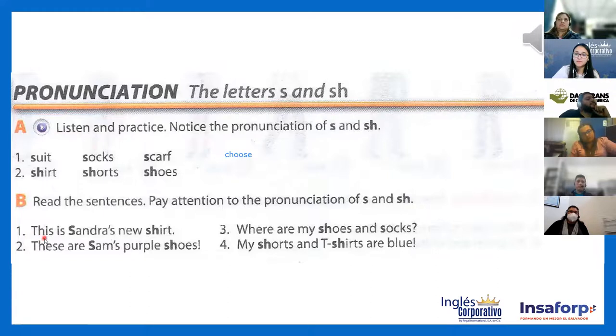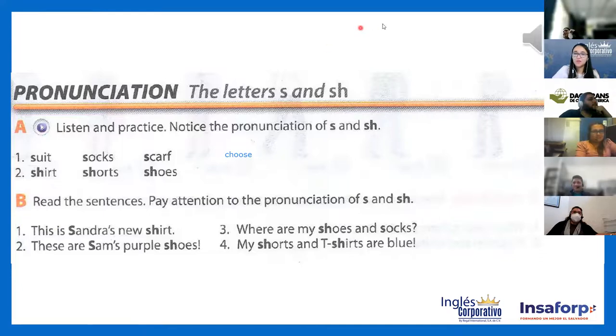Number one. This is Sandra's new shirt. Shirt. These are Sam's purple shoes. Mm-hmm. Thank you, Josue. Okay, guys, just don't forget, para hacer la diferencia entre this and these, right? Para que se escuche la diferencia en el plural. Este lo vamos a pronunciar con el sonido de la S, this. Y la otra, cuando es en plural, is going to be these. Okay.